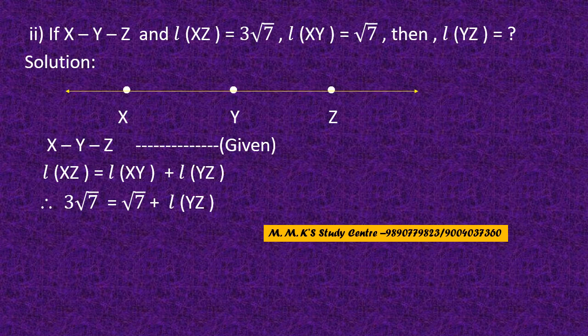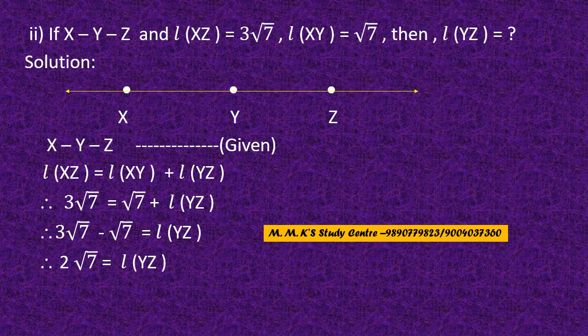Okay, we'll bring the root 7 to the left hand side, so it will become minus. So 3 root 7 and here root 7 means 1 root 7. So 3 root 7 minus 1 root 7, 3 minus 1 is 2. So the answer you will get is 2 root 7. Getting, children? 3 root 7 minus root 7 means minus 1 root 7 is there. Okay, so 3 root 7 minus 1 root 7 is equal to 2 root 7. Therefore you are getting length YZ is equal to 2 root 7, children. Okay.